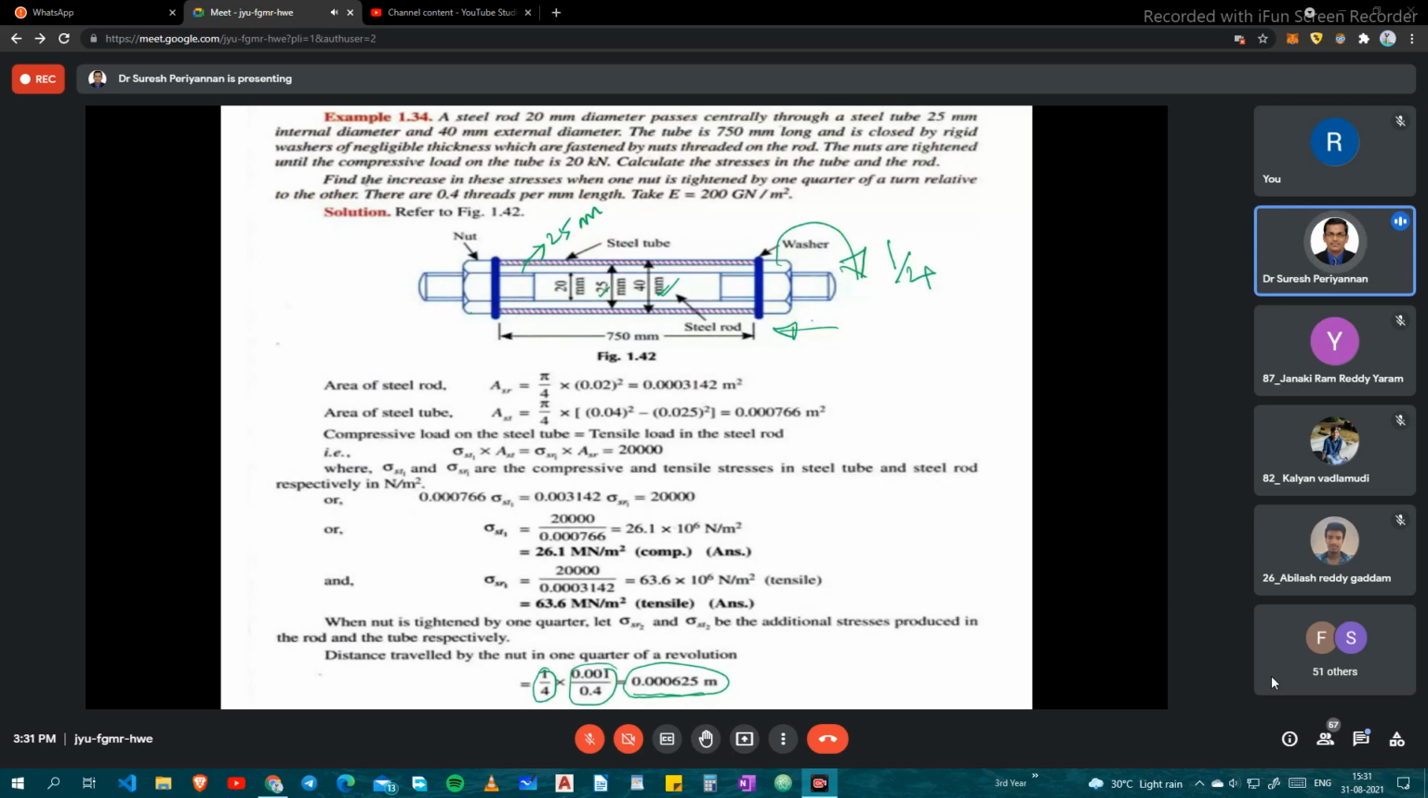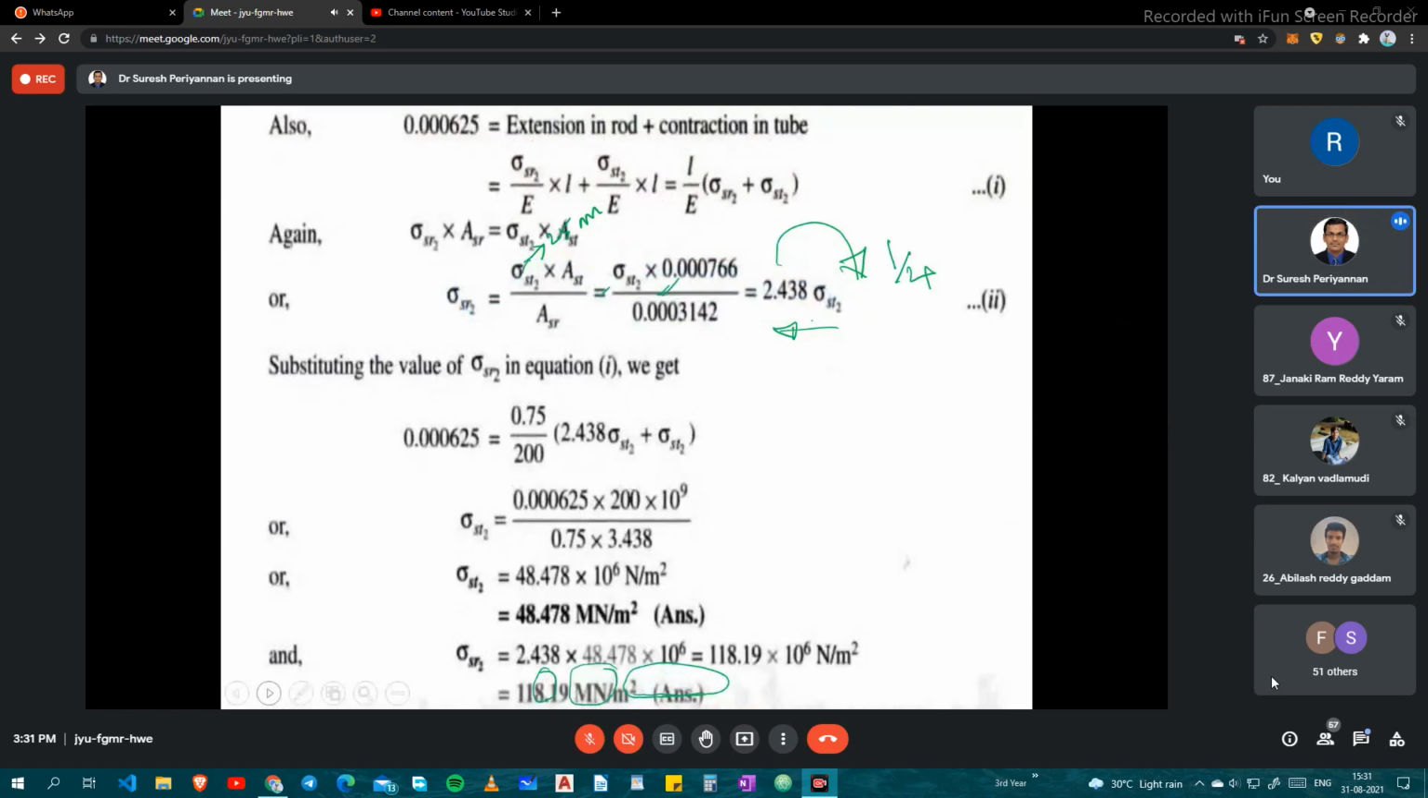Initially the tube and rod are already subjected to 20 kilonewton force. But now again I would like to tighten the mechanism, so we restrict it to 0.625 mm. Now that we are tightening the bolt, what is the force and what is the stress acting? We would like to find that out. That is our intention. Now see here.